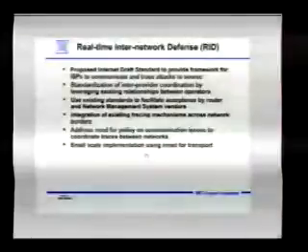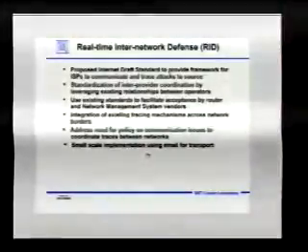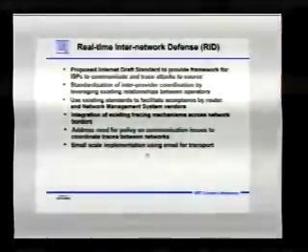I'm going to get started here. I'm going to talk about a proposed internet draft on a protocol that I call RID, or Real-Time Internetwork Defense. This is a method of integrating all the various single trace mechanisms used on a network in order to be able to communicate across network boundaries.